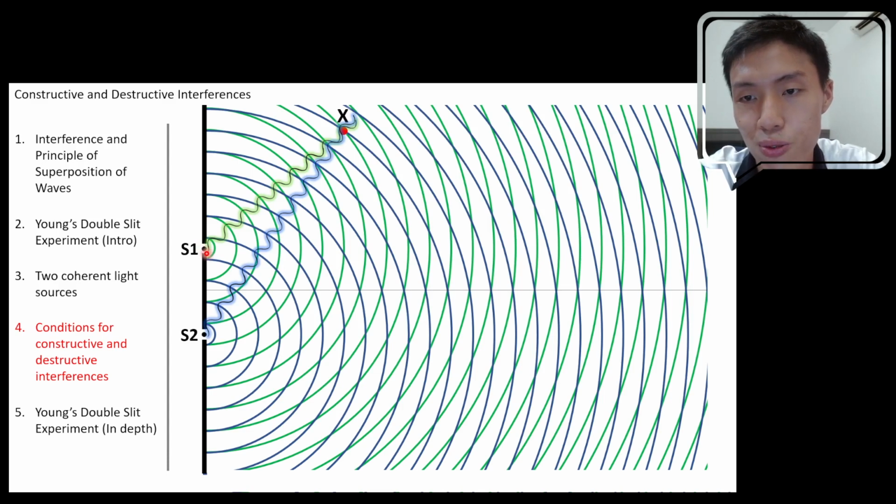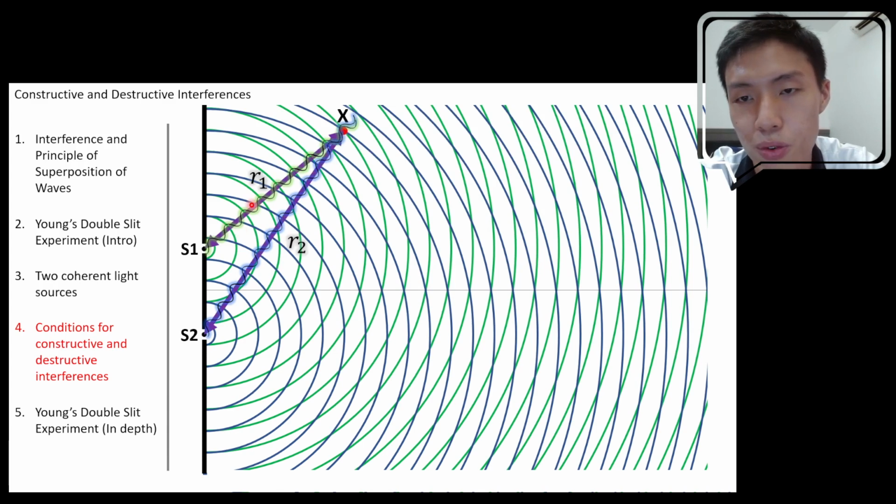So it starts with a trough over here, right? So if it starts with a trough, then you go back to a trough. Then this is 1 wavelength done, right? So this is 1 wavelength, 2 wavelength, 3, 4, 5, 6, 7, 8 wavelength, 8.5 wavelength, because it doesn't reach a trough over here, it reaches a crest, so that's only half of the wavelength. So over here, it takes 8.5 wavelengths for you to go from S1 to X. Okay, how about S2?